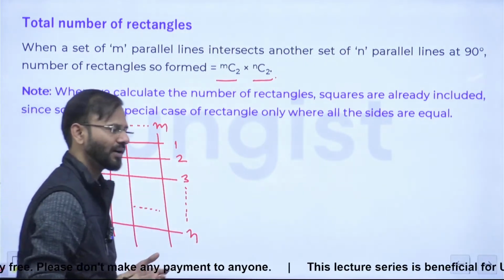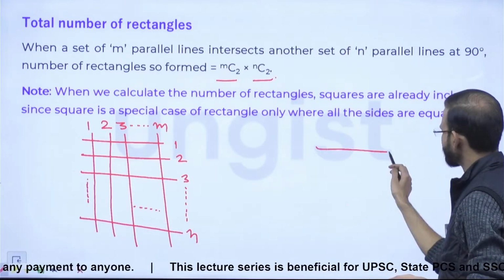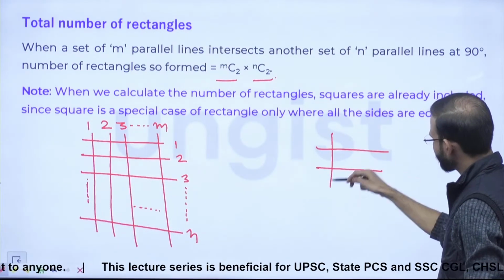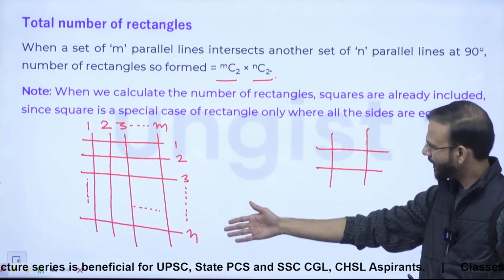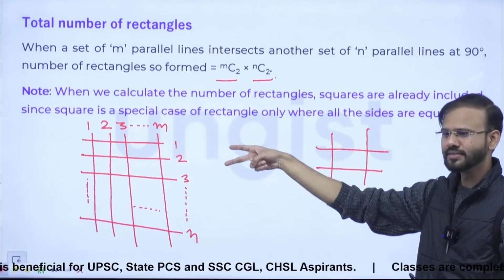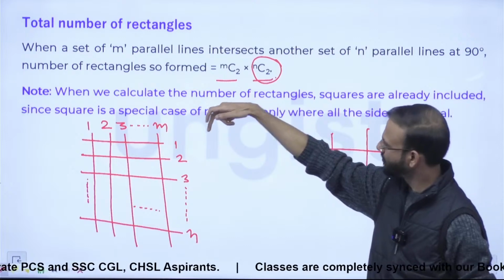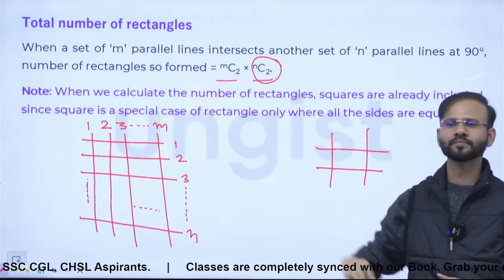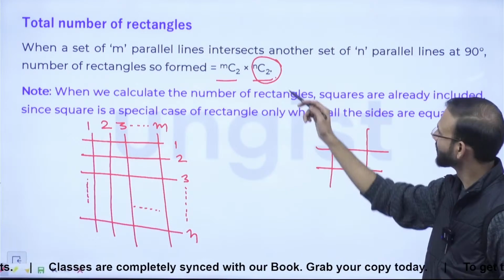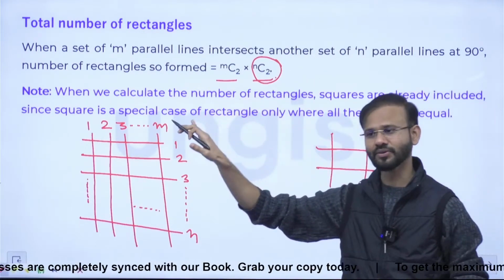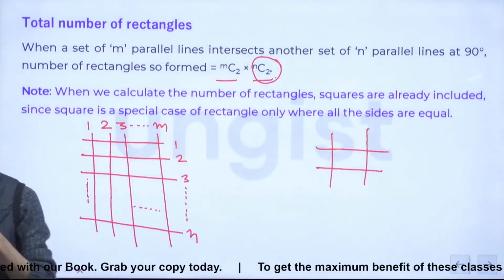See friends, just think on it. If you need to form a rectangle, then two parallel horizontal lines will be intersecting two vertical lines at 90 degree, right? So from the set of n lines, we need two lines. So this is a selection of two lines out of n lines, and from these m lines, we need again two lines. Guys, it is clear, right? So that's why the total number is MC2 into NC2. All of it is clear? Fine?